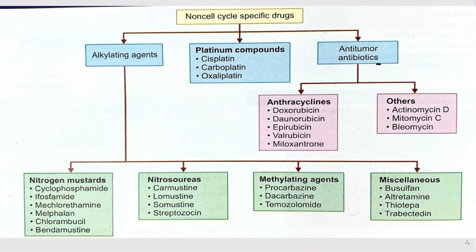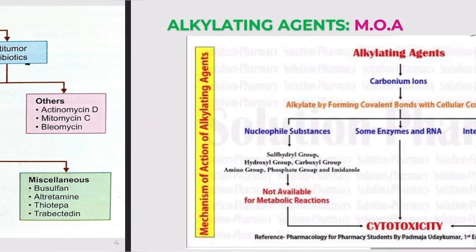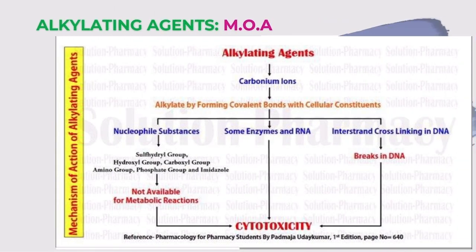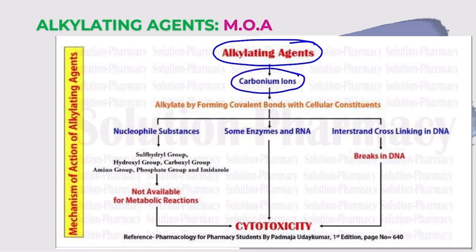Now first I am coming to the mechanism of alkylating agents. Note, alkylating agents produce intermediate active carbonium ions, and carbonium ions form covalent bonds with different cellular constituents.